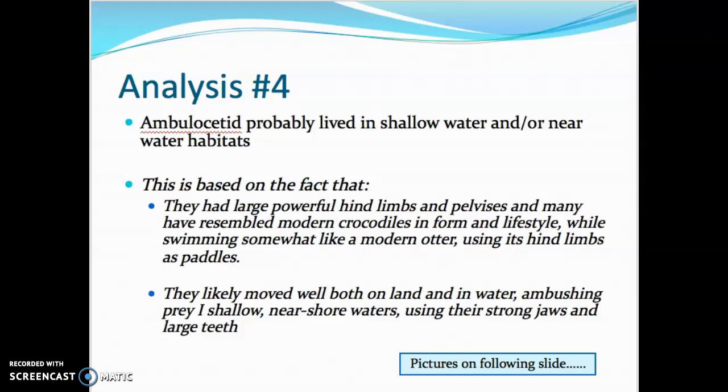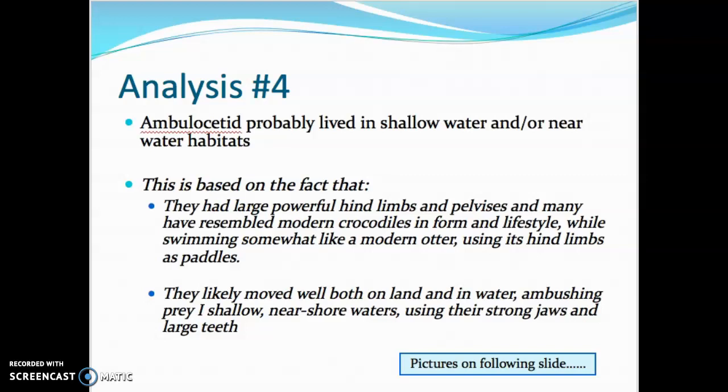So he has those very large, powerful back legs and that big pelvis, and many have resembled modern crocodiles in form and lifestyle. While we find them swimming, some we think maybe they swam a little bit like an otter, using their back legs like paddles. We think they probably moved well both on land and water, and can ambush their prey in shallow near shore waters using their strong jaws and teeth, because their teeth are big and their jaw, the bone structure, is very similar to our very strong jawed animals that we see today.